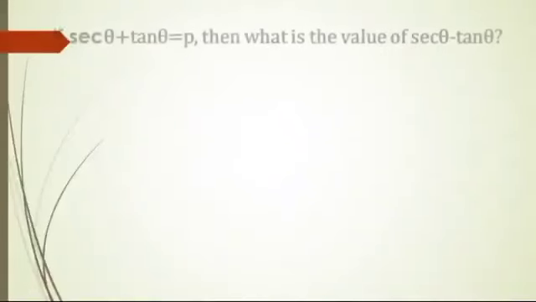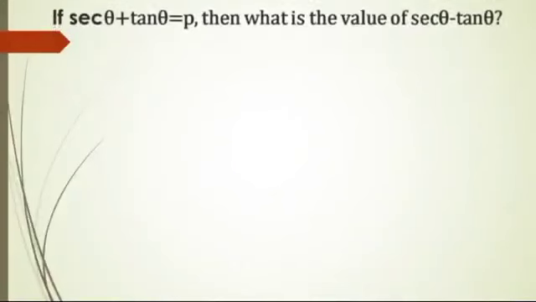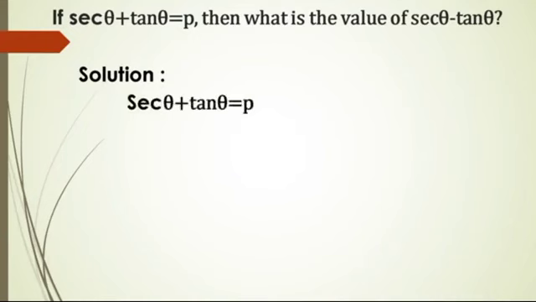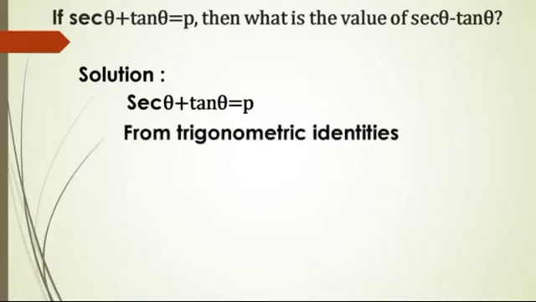If secant theta plus tan theta is equal to P, then what is the value of secant theta minus tan theta? Solution. Given to us is secant theta plus tan theta is equal to P. From trigonometric identities, secant square theta minus tan square theta is equal to 1.